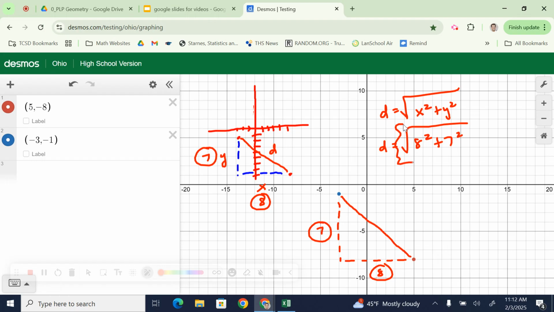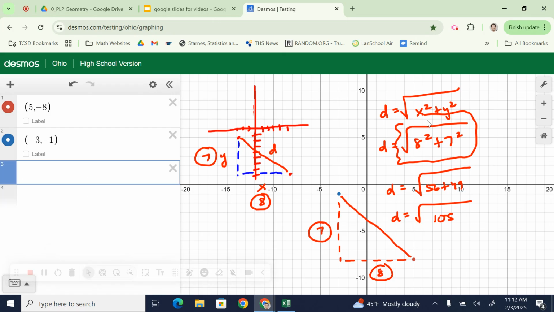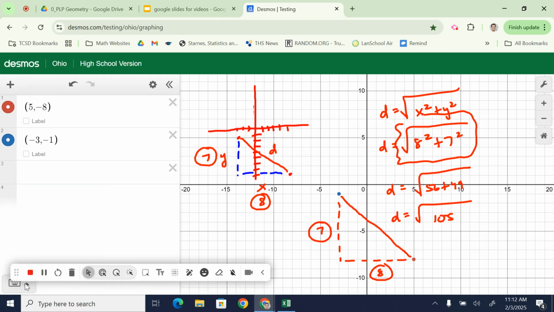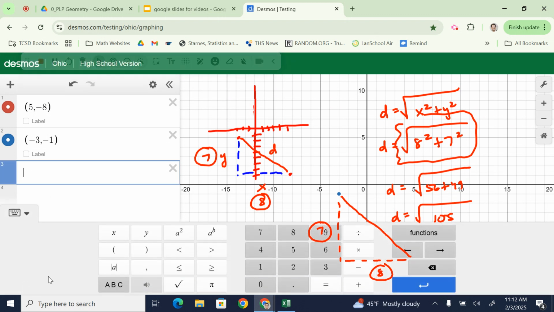And you can type this into Desmos all at once. Now, if you want to simplify it first, we get the square root of 56 plus 49. 56 plus 49 is 105. So it is the square root of 105. But then we just type it in Desmos. You can type in square root, and it will find it for you right here. So the square root of 105, you get 10.24.